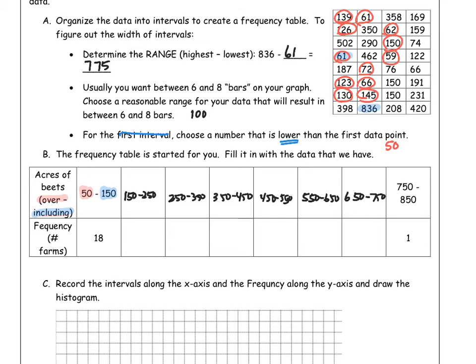So 11, 12, 13, 14, 15, 16, 17. I'm missing one somewhere because there's supposed to be 18. Which one am I missing? Oh, right there, 122. So there's 18 in total. So I'm including the 150s in there, okay? So what I want you to do is pause the video right now, and calculate how many are between 150 and 250, 250 to 350, and so on. So pause the video, fill in the chart, come back and check it.